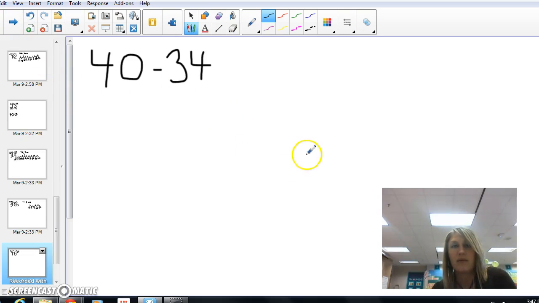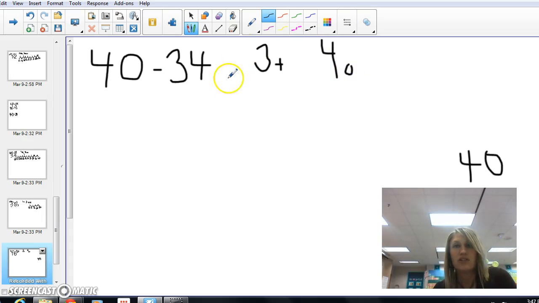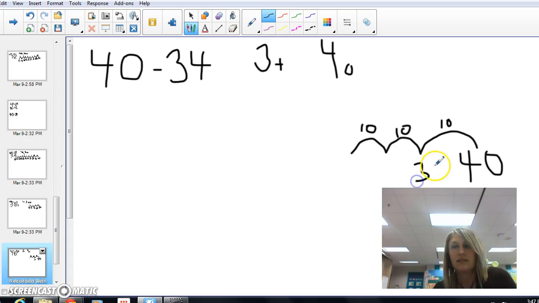Okay, looking at our last problem here, 40 minus 34. We write down our bigger number, which is 40. We have 3 tens and 4 ones. So first we're going to jump backwards by our 3 tens. 1, 2, 3, writing our tens above it. Then counting backwards by tens. And then we can cross off our 3 tens.